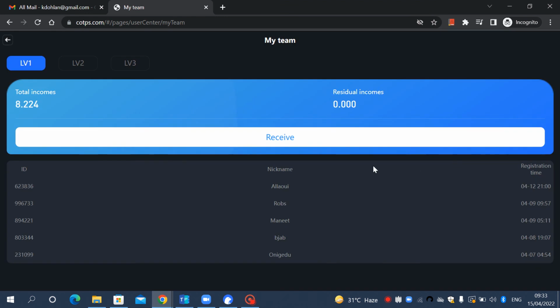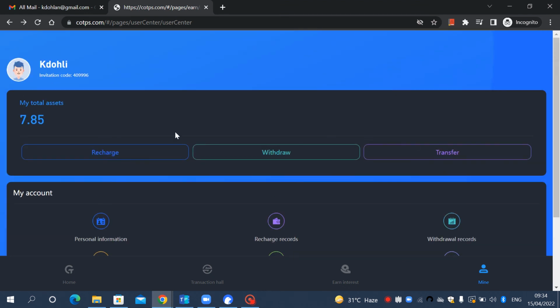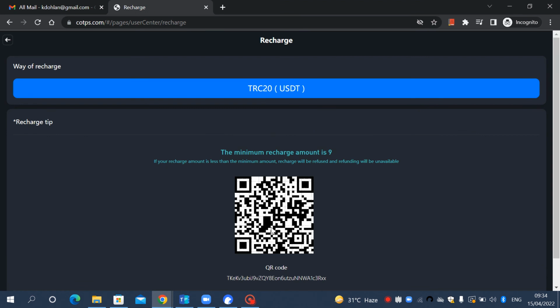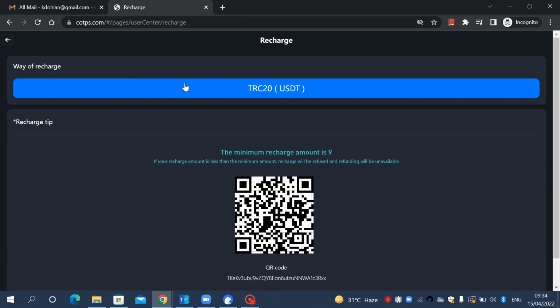So guys, this is my team, and I have earned total $8. All the transactions are happening in USDT. From here you can recharge your platform. This is the address where we need to send this payment. Just copy this address, paste it in the exchange from where you want to send the money, and click on withdraw, and it will transfer to this particular platform. And use the way of recharge TRC20 USDT.